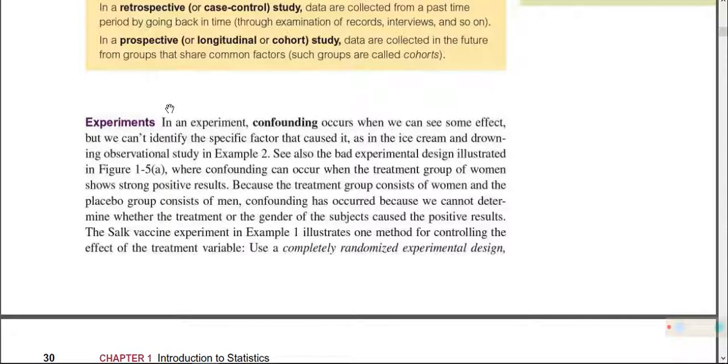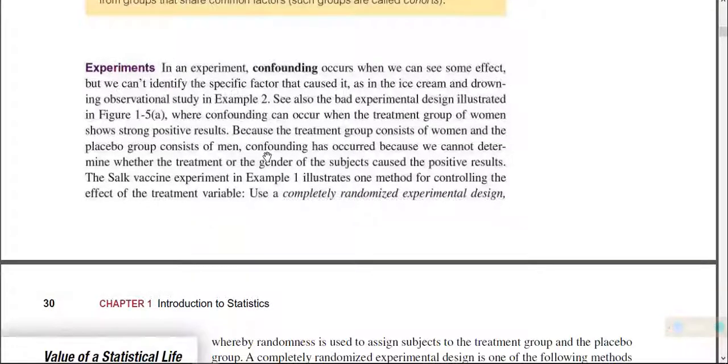Next, experiments. In an experiment, confounding occurs when we can see some effect, but we can't identify the specific factor that caused it. For example, the ice cream and drowning observational study in example 2. See also the bad experimental design illustrated in figure 1-5. So, meron ulit tayong figure mamaya na pupuntahan sa susunod na page. Where confounding can occur when the treatment group of women shows strong positive results.